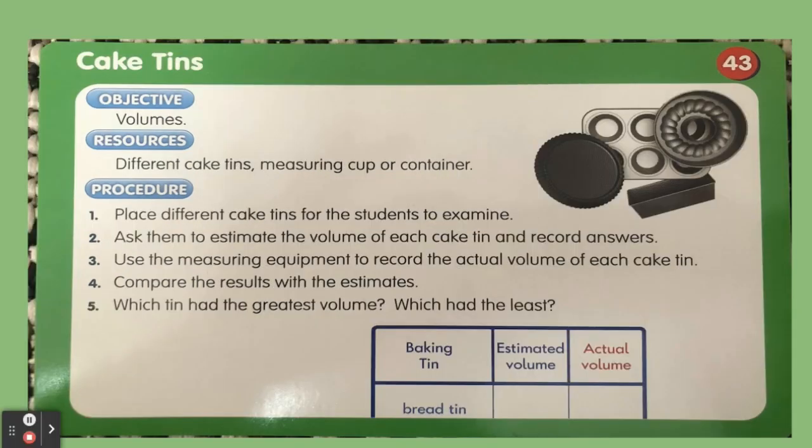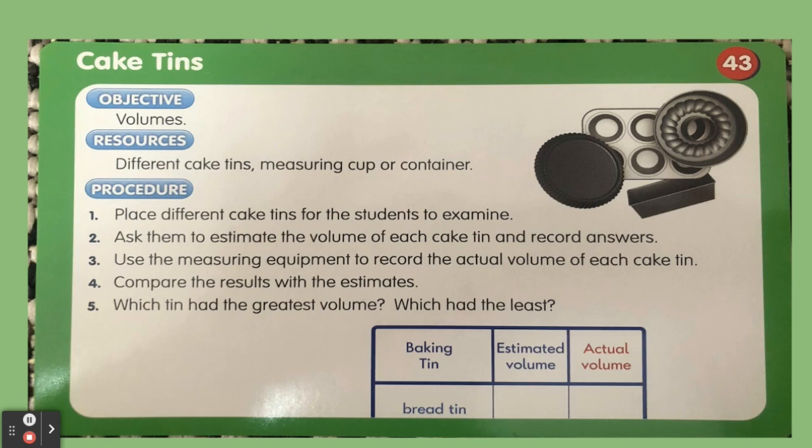For the next activity, we are going to be learning about volume, and for this activity you're going to need some different cake tins. So go and have a look in the kitchen. You can pause the video at any time. You need to find different cake tins and a measuring cup or measuring container. So for this activity we're going to place the different cake tins in a line, and you're going to think about or guess how many cups of water are going to be needed to fill up each of the cake tins.